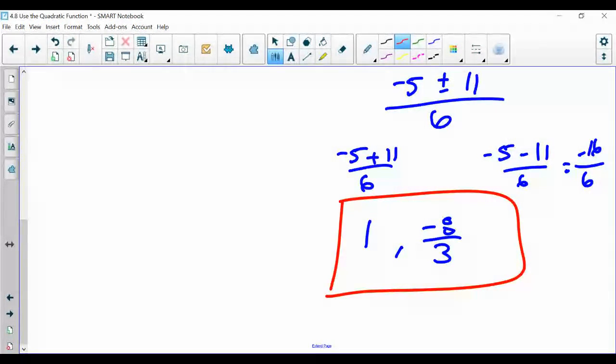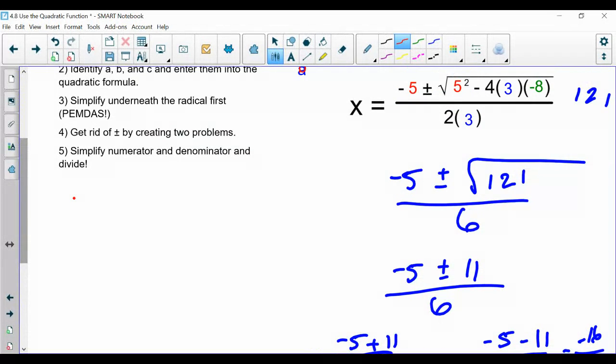So that was a fairly straightforward example. What made it straightforward was that this was a perfect square. 121, you can actually take the square root of 121. That's not always going to be the case, obviously. There will be more difficult problems, but this is a fairly straightforward quadratic formula example.